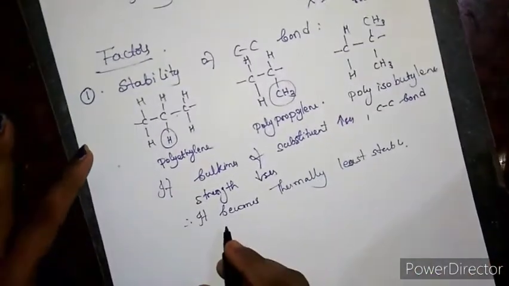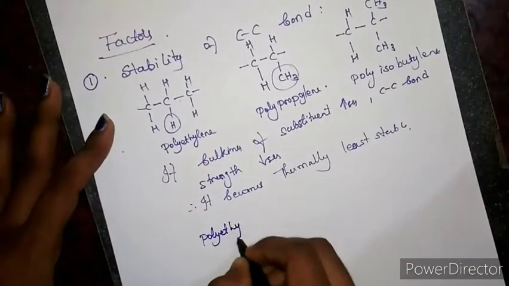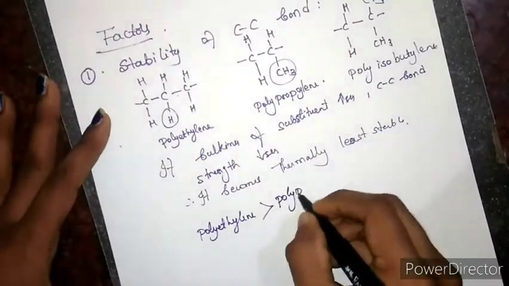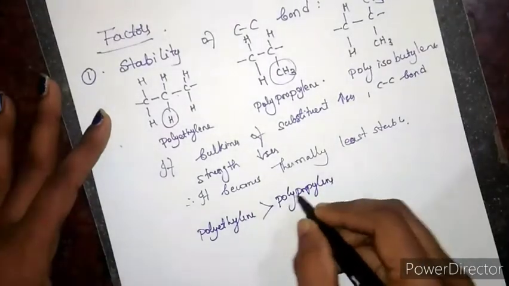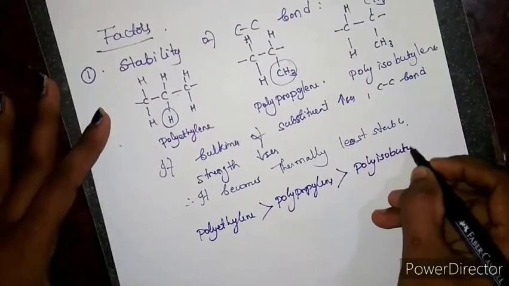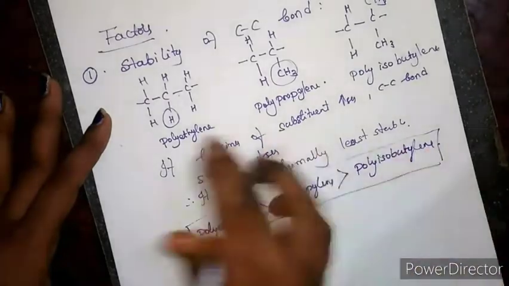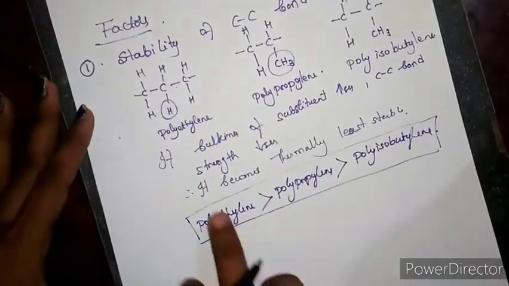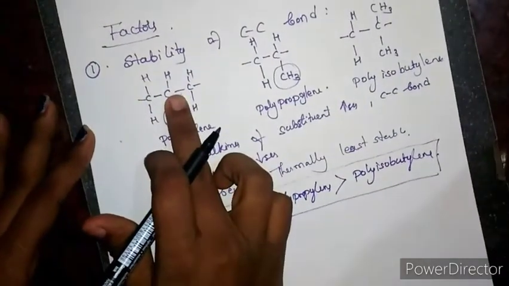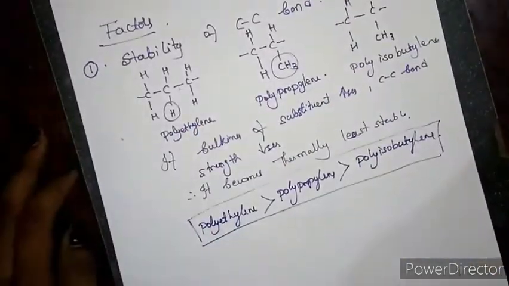If I write the thermal stability order, polyethylene is more stable compared to polypropylene, and polypropylene is more stable than polyisobutylene. This is the order of thermal stability among these three polymers. Polyethylene is more stable because in this case the CC bond strength is greater, since H is not a bulky group. That is what you need to remember.